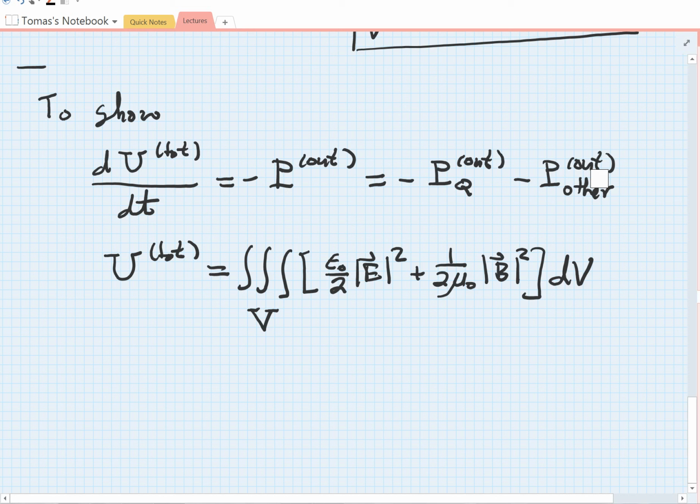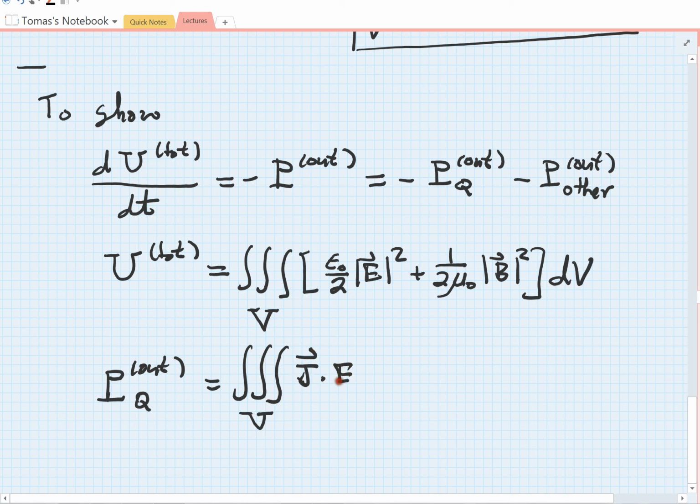For that to work, then, what we have to get back out is minus this P_Q out, and we also have a nice formula for that as just the integral again over the entire volume V, but now the integral, as we had shown, was just the current density J dotted with the electric field E dV. And this then is what we hope to show.